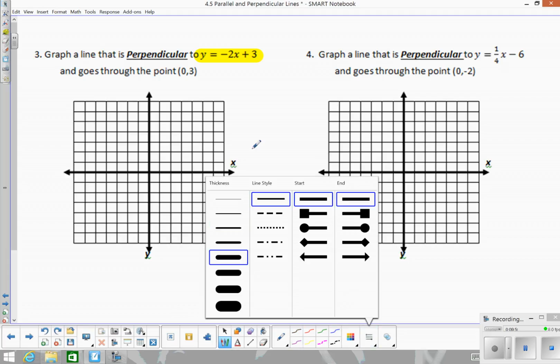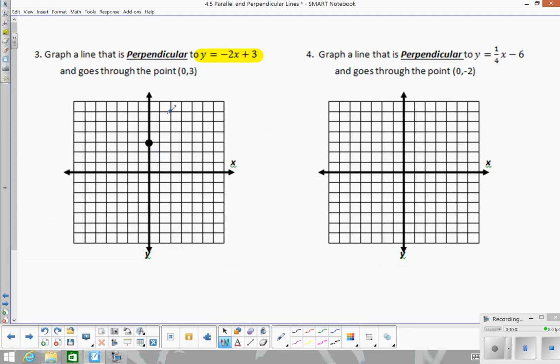Awesome. So my y-intercept is positive 3, 1, 2, 3, right there. My slope is negative 2 over 1. So it's down 2, right 1, down 2, right 1, down 2, right 1. Okay, and my line's going to look something like that. Okay, cool. So that's my given line.